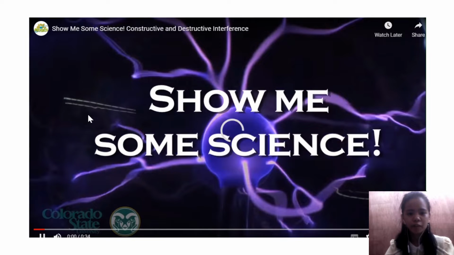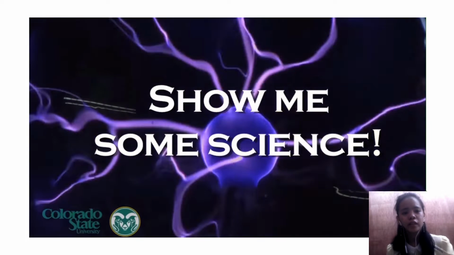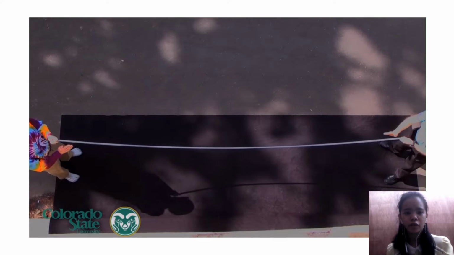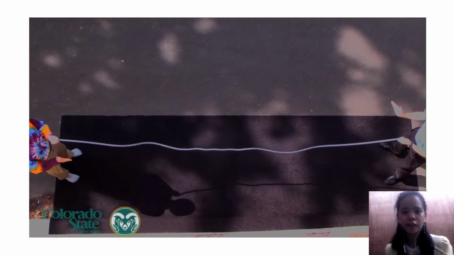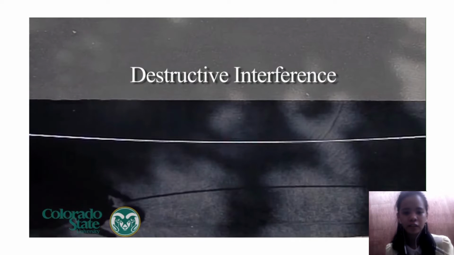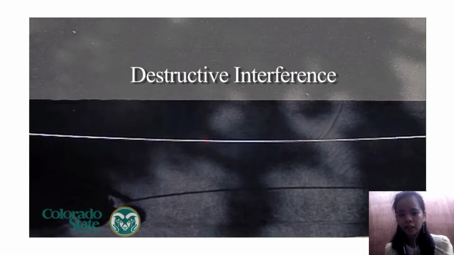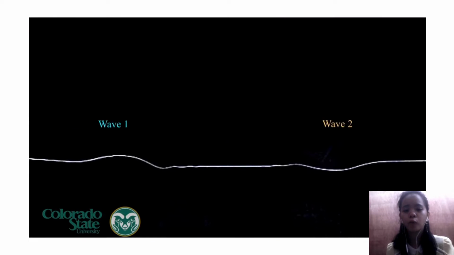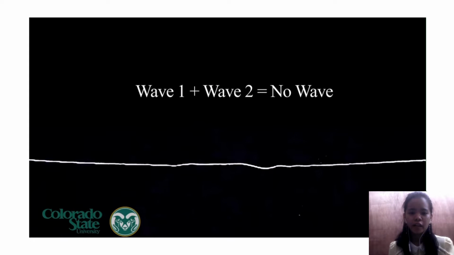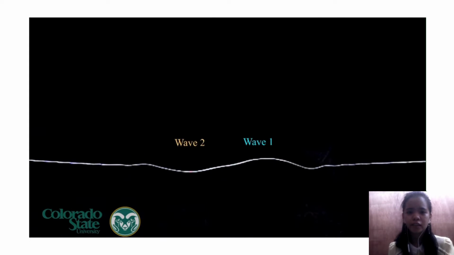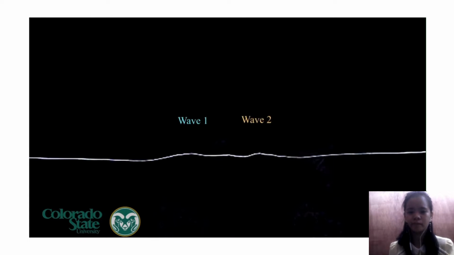here's another experiment, which is a clear demonstration of constructive and destructive interference of two waves in a string. So this is a destructive interference wherein there will be no wave at all. And the next is constructive interference wherein they will create a large wave, or bigger wave.